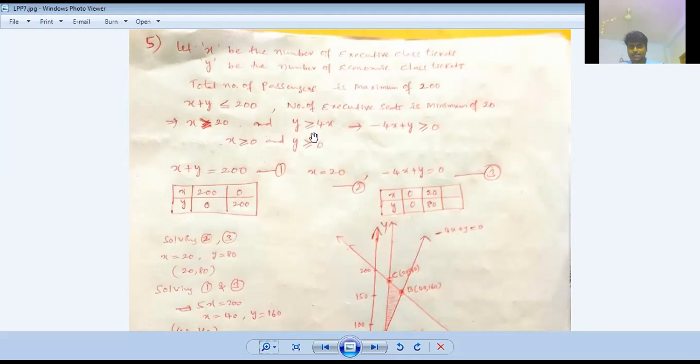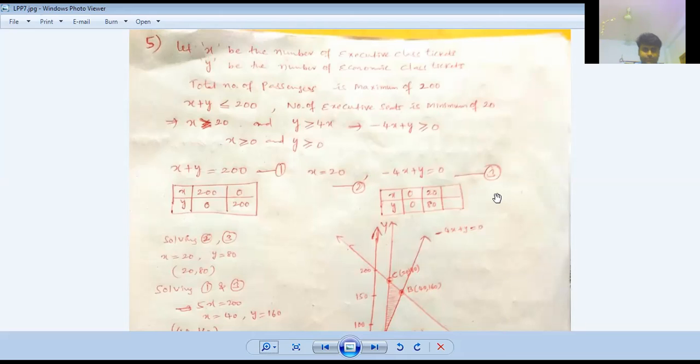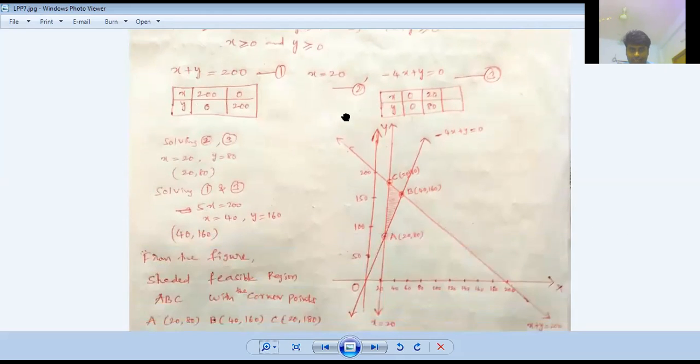So from this, can I take minus 4x plus y greater than or equal to 0? Correct? And obviously x greater than or equal to 0, y also greater than or equal to 0. Okay. Now see here, x plus y equal to 200, first inequality, and x greater than or equal to 20 means x equal to 20 line. And for this also we'll take in the form of equations.